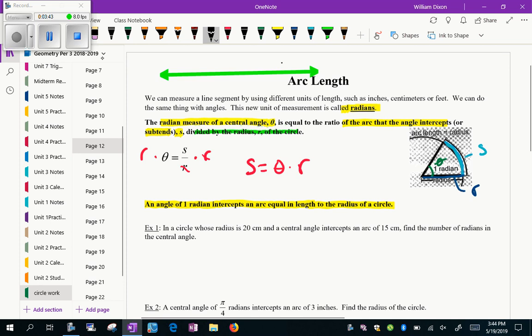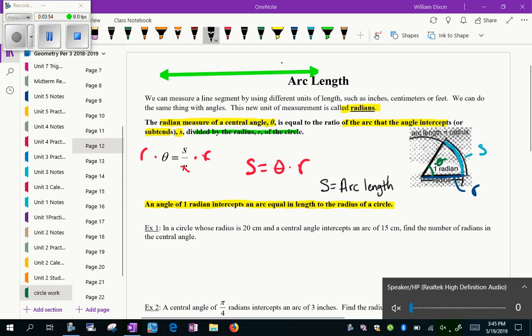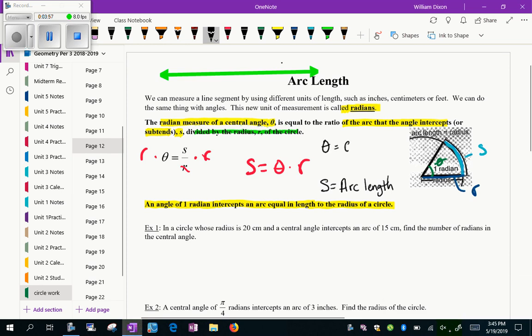I'm going to write down that S equals my arc length. Theta is my central angle, in radians, very important. And then R is my radius. Okay, R is the radius.